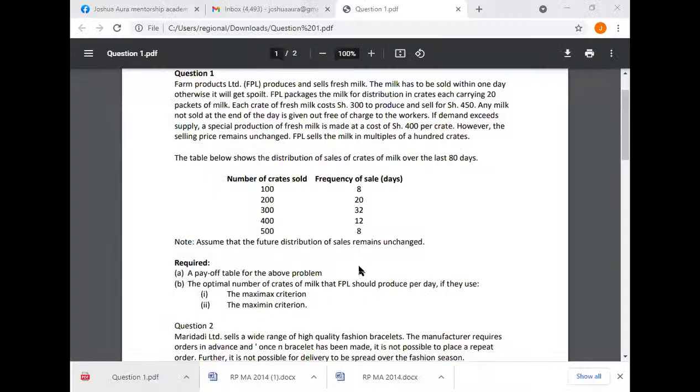Okay, so here they have asked us, ladies and gentlemen, to do what? They have asked us to make a payoff table for the problem. How will this payoff table look, ladies and gentlemen? You can see the number of crates sold here from our historical records. There are days we sold 100, there are days we sold 500. So for my payoff table, I'll have to copy from this.